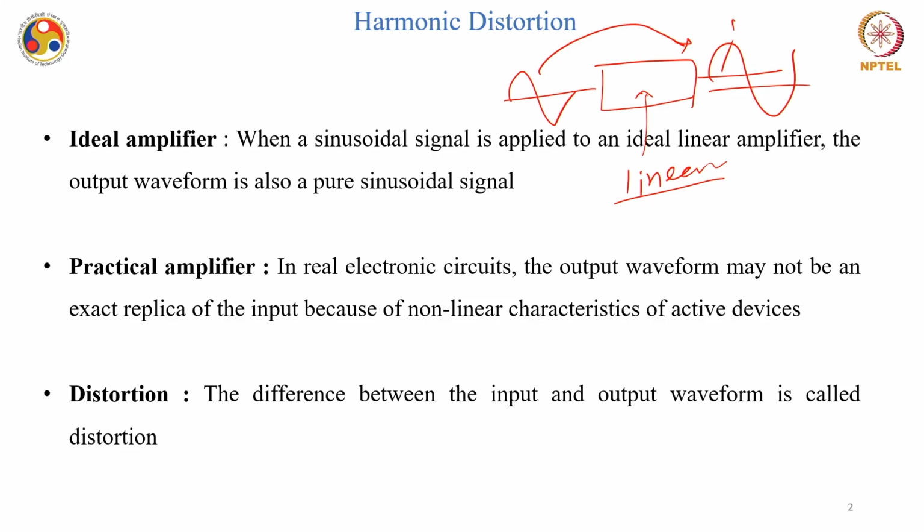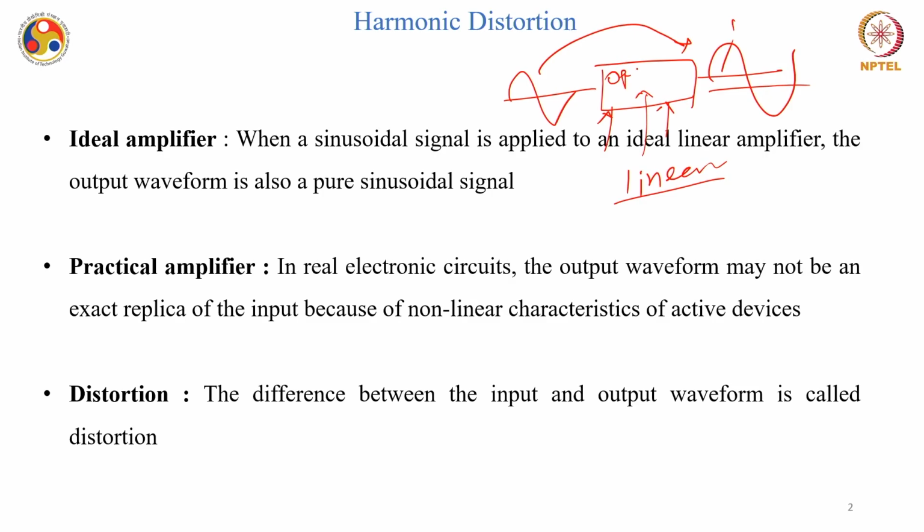In real electronic circuits, the output waveform may not be an exact replica of the input, even if it has a linear characteristic, because it is made up of different transistors. They may have their own non-linear characteristics, so overall they will have certain governance over the overall characteristic of this amplifier, or say if it is a simple op amp as well. The individual components have non-linear characteristics that govern the overall output signature of this op amp or any other amplifier. Therefore, you cannot expect it to be completely linear and it will be distorted.